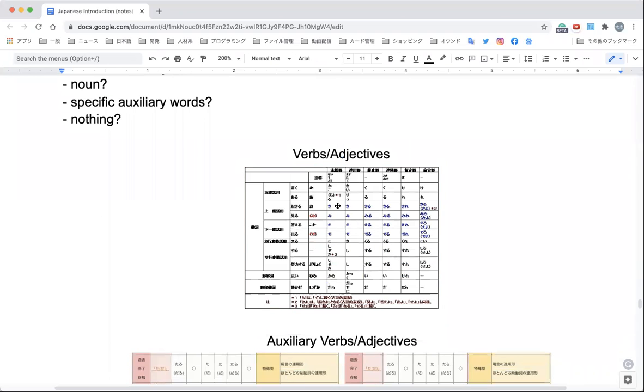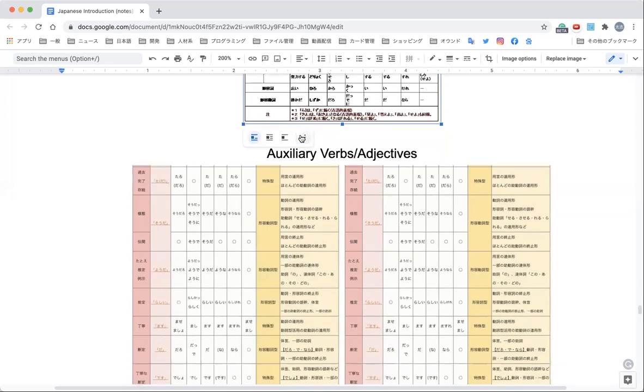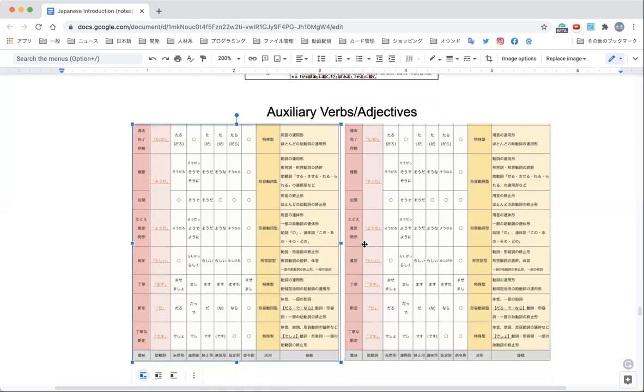So again, I'm not really going to go into details, but this chart basically covers pretty much everything about conjugations, about verbs and adjectives. And it might look a little bit intimidating, but imagine that you remember these things. That's basically it. Not so much more than that. But the auxiliary verbs and adjectives are more complicated.